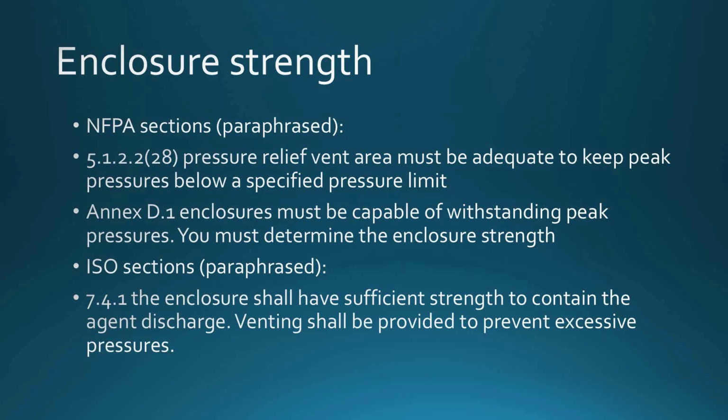So it says pressure relief vent area must be adequate to keep peak pressures below a specified pressure limit. So now we have to specify a pressure limit, which often is not happening. Often it's left up to the tester to kind of make one up on the day that it's tested, and it should actually be in the specifications. So specifying the pressure limit is kind of the same thing as the reciprocal of understanding the enclosure strength. So we can't specify a limit unless we know how strong a particular enclosure is, and we'll get to that later.